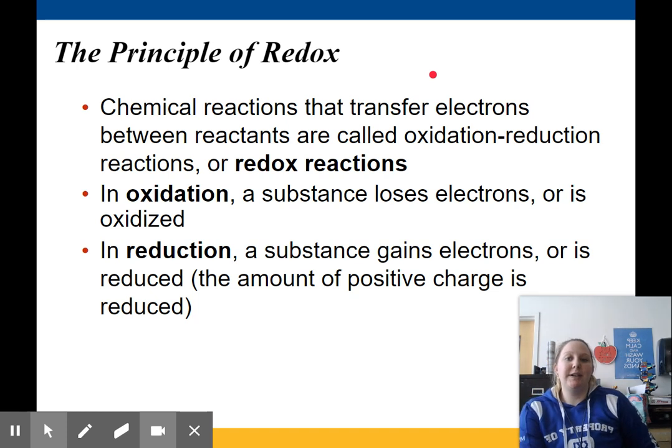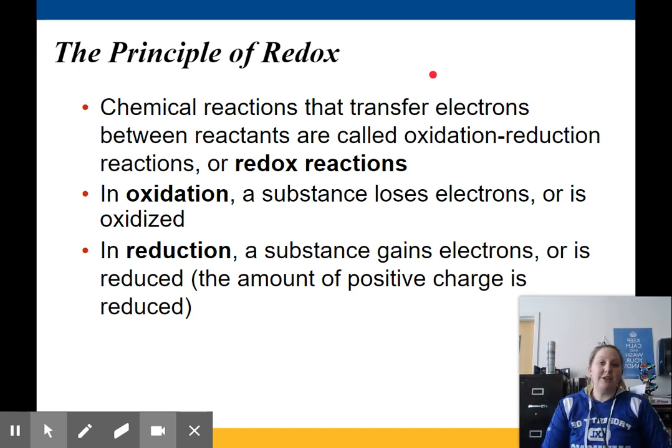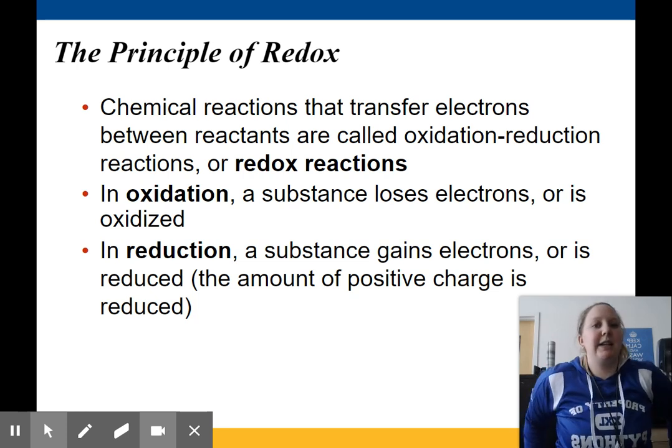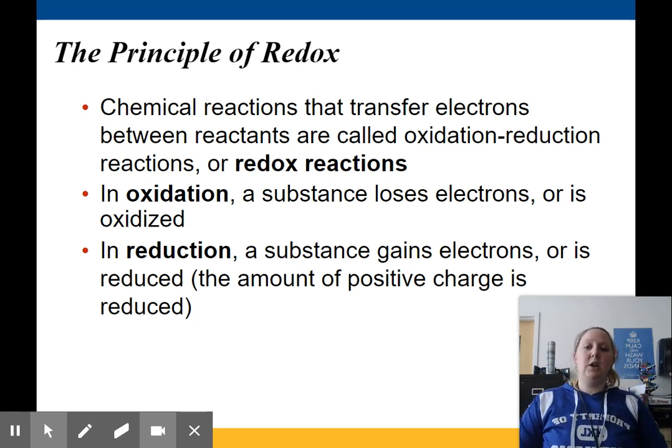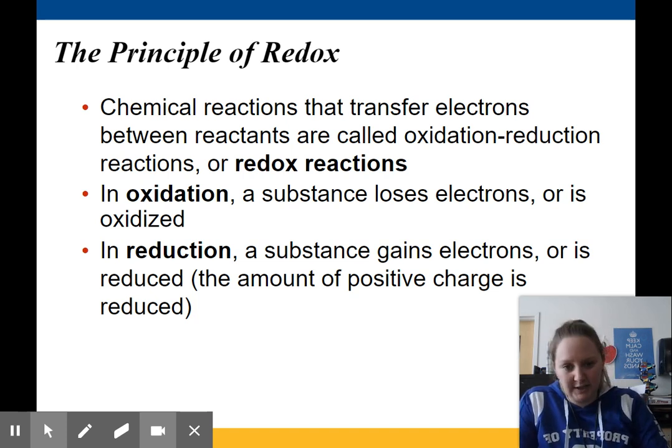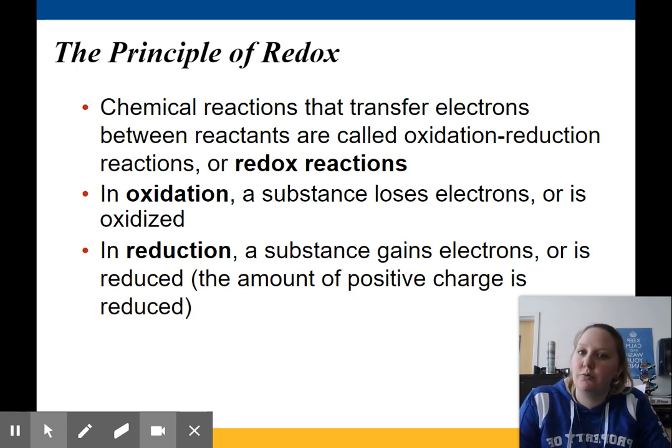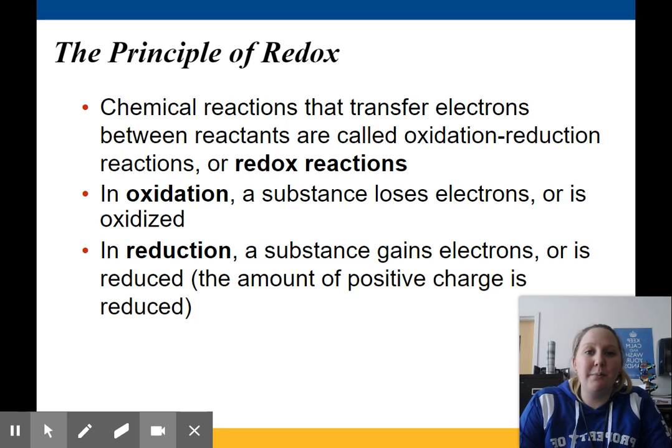Chemical reactions that transfer electrons between reagents are called oxidation reduction or redox reactions. In oxidation, a substance loses its electron and becomes oxidized, while in reduction, the substance is gaining an electron, or is reduced, meaning that the amount of positive charge is reduced.